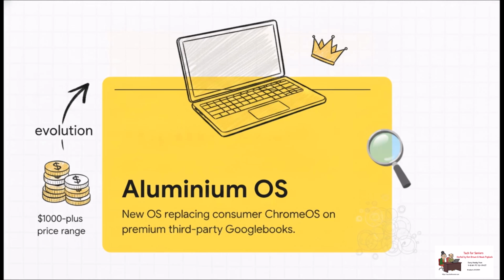Section 4. Enter Aluminum OS, the premium horizon. Now, if you thought the Plus divide was disruptive, just look at what was announced at Google I/O. Aluminum OS. That's a development code name, by the way. The actual name will drop later this year. But here is exactly what it is.